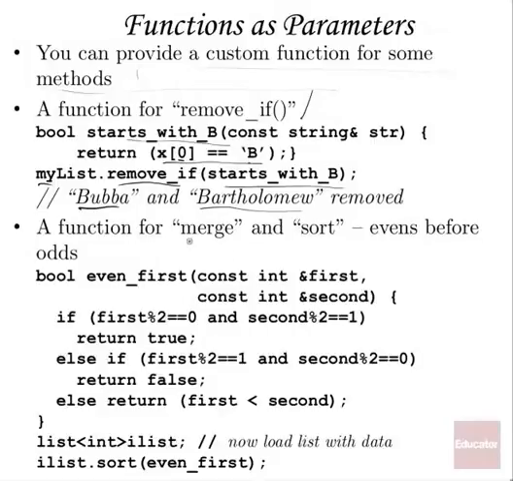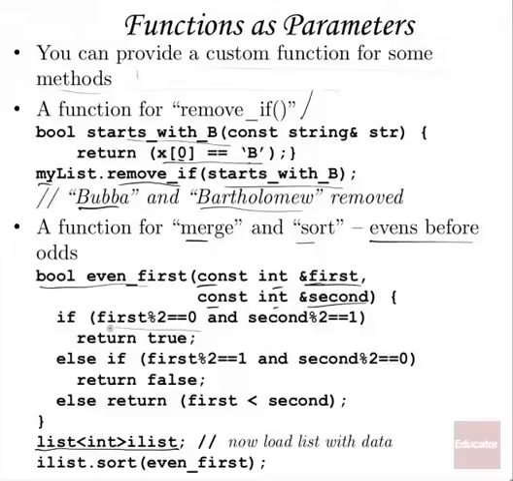Now we have functions in sort, for merge and sort. In this example, we want to sort it by putting all the even numbers in order before all the odd numbers. So here's an example. We have even first. We have const, which means we're guaranteeing to the compiler that we cannot change this parameter. And there's a reference to the first const int, a reference to the second. We're using an integer list here. So our function takes the remainder by 2. If that remainder is 0, that means it's even.